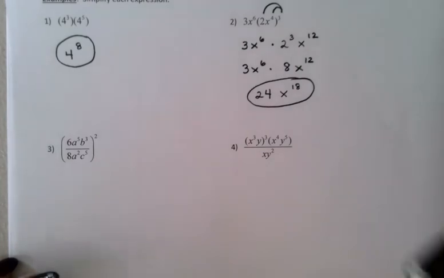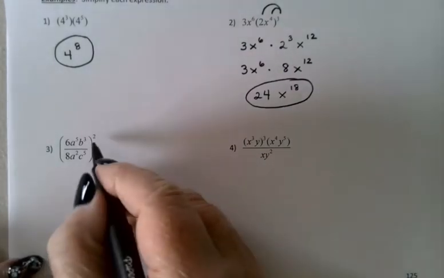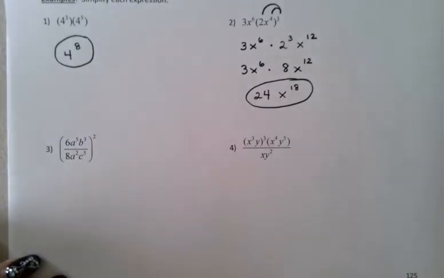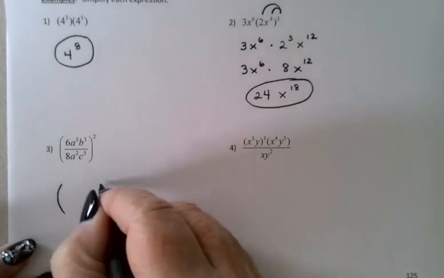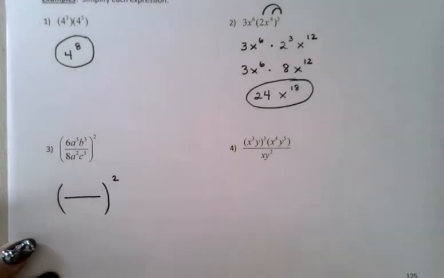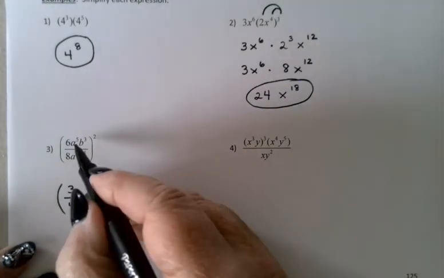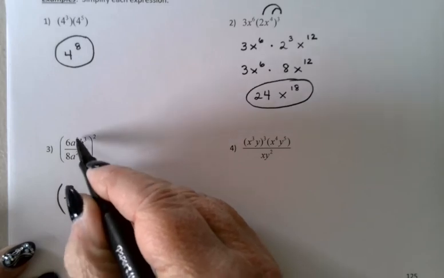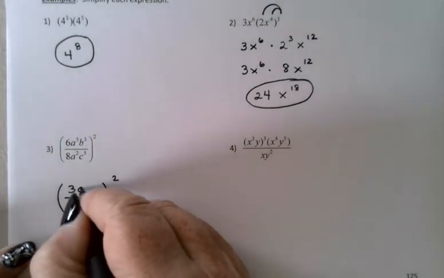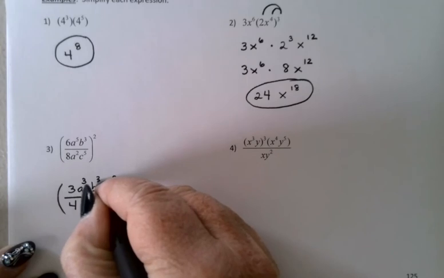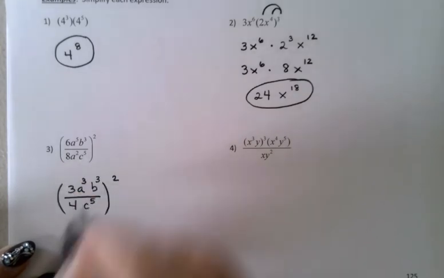In number 3, I have a whole bunch of stuff inside those parentheses that eventually is going to get squared. But I'm going to notice that I could simplify inside the parentheses first, just like the old order of operations, right? Do what's in parentheses first. So let's do that. All right, 6/8 is just a regular old numeric fraction. I'll reduce that to lowest terms, 3/4. Dividing, I subtract exponents. So for the a's, 5 minus 2 would be a to the 3rd. b cubed is still going to be there. And on the bottom, c to the 5th will also still be there.